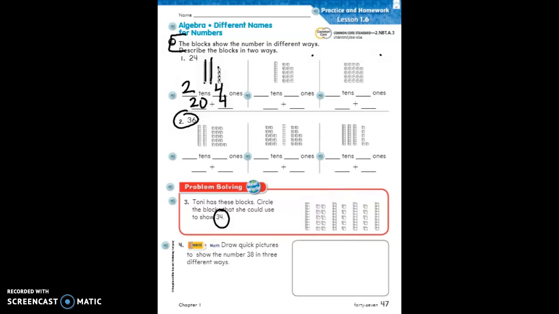Number 4, draw quick pictures to show the number 38 in 3 different ways. So the number 38. So it's kind of like that first page we did together. We're showing 38 in 3 different ways. So think of the number of 10s and 1s. Here, the traditional way, 1, 2, 3. 1, 2, 3, 4, 5, 6, 7, 8. And you think of 2 other ways that you can show 38.